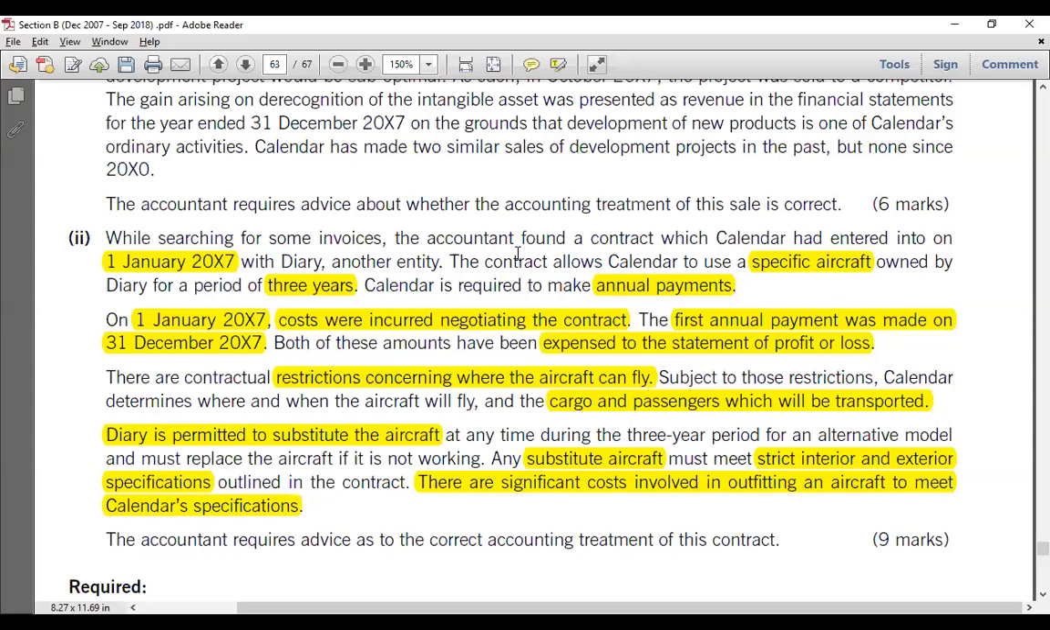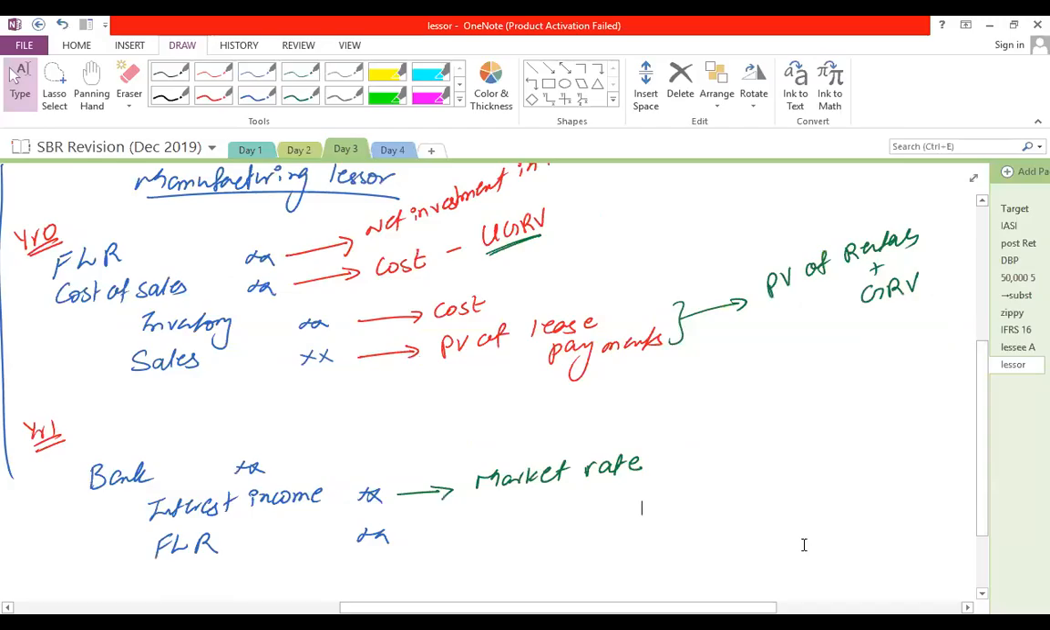Okay, so that was all about the topic of IFRS 16 leases. Now let's start IFRS 15. Oh yes, we have left the operating lease. Thank you, Josie. So let's discuss the operating lease quickly.